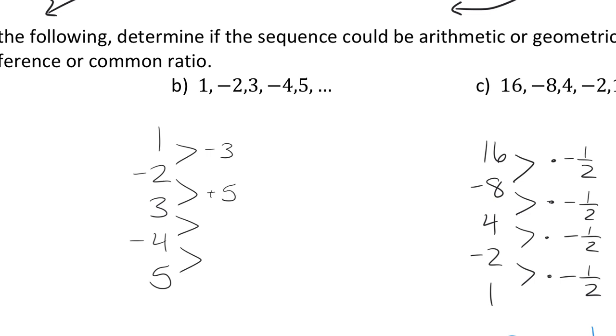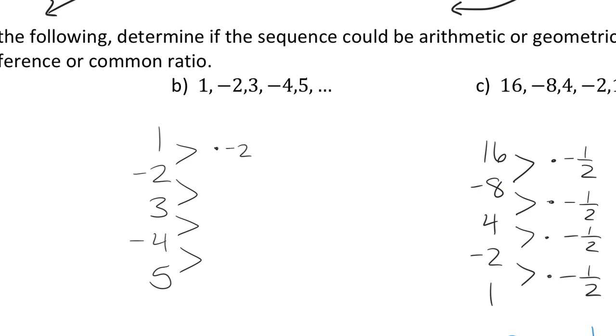And then what next? Plus 7, minus 7. I went from 3 to negative 4. And then from negative 4 to 5? Plus 9. Clearly not the same number, so can this sequence be arithmetic? No. Don't like that. So we're like, well, that didn't work, so we try something else. Let's try multiplication and division. How do you go from 1 to negative 2?